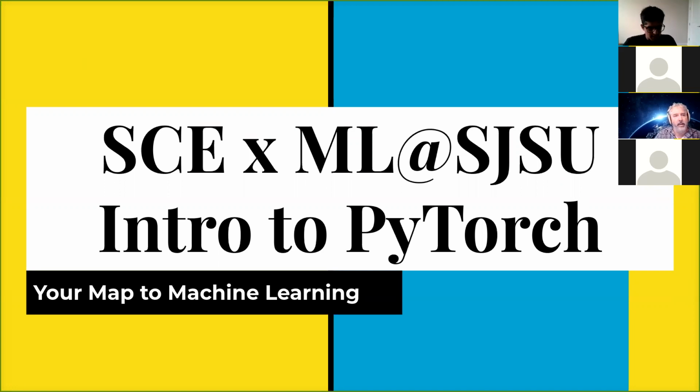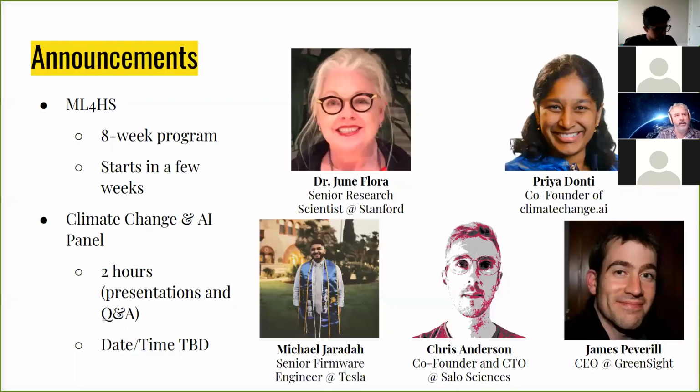Before we get into that, I have some exciting announcements. The first announcement is that we have a ML for High School program. It's an 8-week program where we will be teaching underrepresented high school students from the East Side San Jose High School District machine learning and Python. This is tentatively planned to start on October 4th.